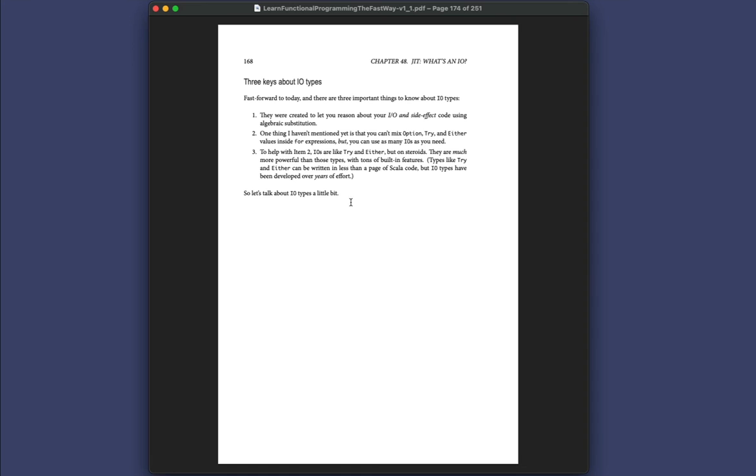So given that background, we're going to talk about IO types a little bit and how it is that they help you reason about your code.